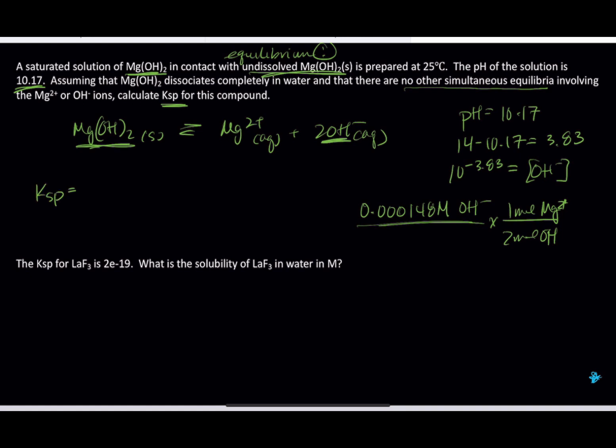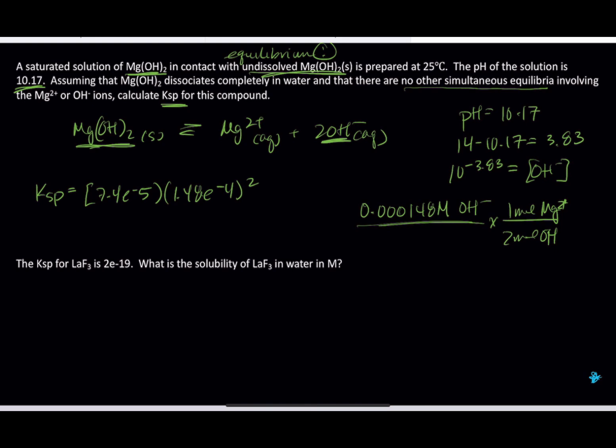So then we just plug this into our Ksp equation. We're going to have 7.4 E negative 5 times my hydroxide, which is 1.48 times 10 to the negative 4th, raised to the 2nd power. And we would just solve for that, and that would give us our Ksp for magnesium hydroxide at this temperature.